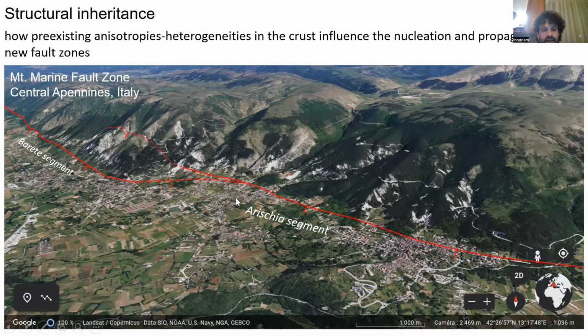This is another nice emblematic example, if you want, from the Central Apennines of Italy. It is again the same fault I was showing you at the beginning, the Monte Marine fault. This is a seismogenic, extensional fault. So you will have here the footwall block, and here the hanging wall block, which is represented by Quaternary deposits. It is a fault that last ruptured in 1703 in a very destructive earthquake.